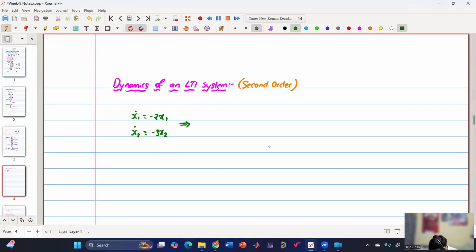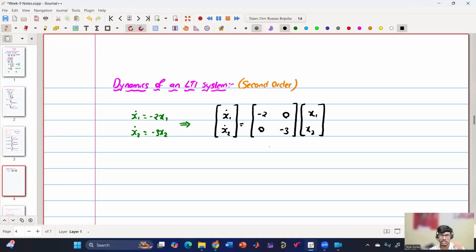So now this can be written in the matrix form: x1 dot, x2 dot equals -2, 0, 0, -3, into x1, x2. So if you see, there is no relationship of x1 on x2 as well as x2 on x1. So this is called a decoupled system, and this is called matrix A. Okay. So now we have the matrix A.